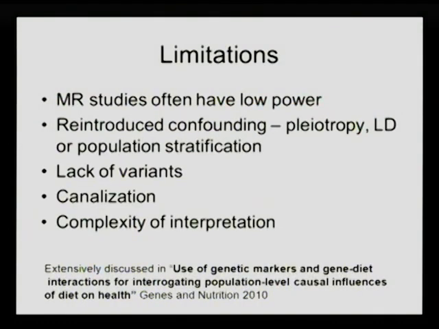So I've talked about low power, about pleiotropy, population stratification. It used to be that there was a lack of variance for the exposure of interest, but that's less so now due to GWAS. If you're interested in vitamin E, you can probably find a GWAS study which has related genetic variants to vitamin E levels, and you could use those variants to ask, does vitamin E affect heart disease risk? Obviously, there may be an issue with complexity of interpretation, and I won't go into that now, but that depends on individual examples.